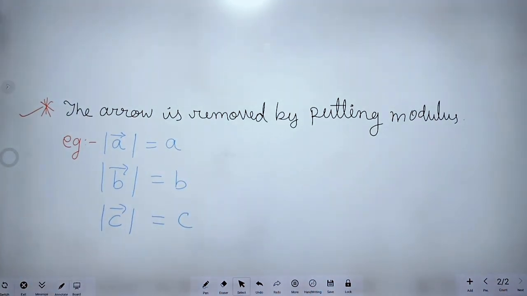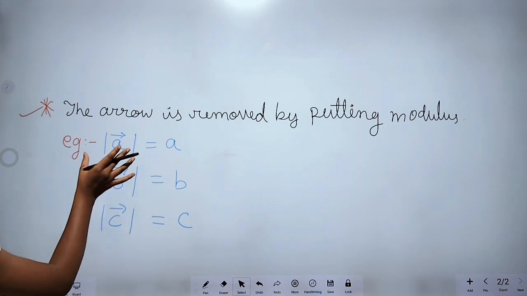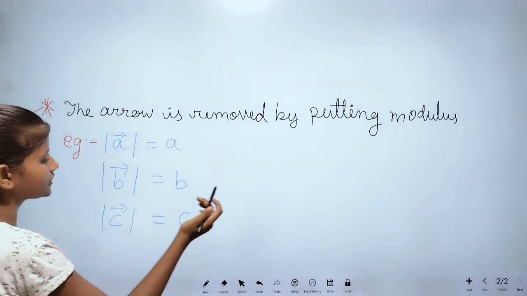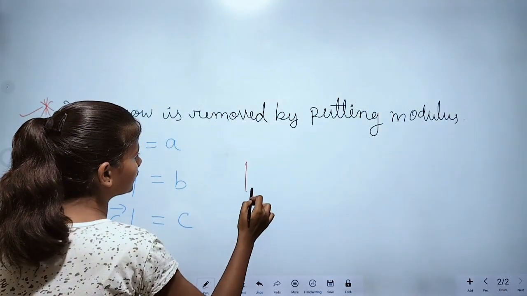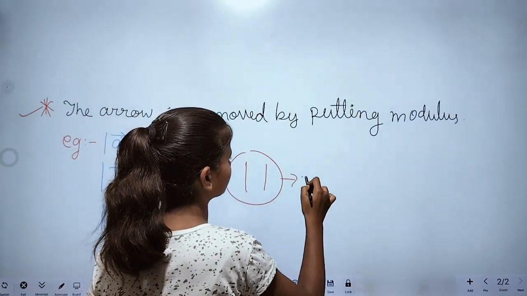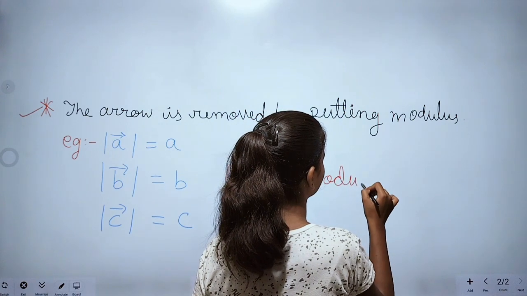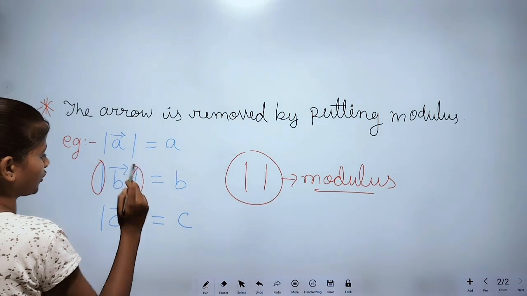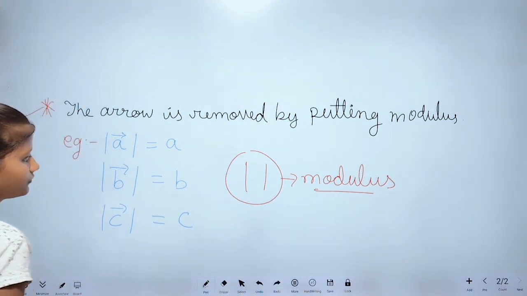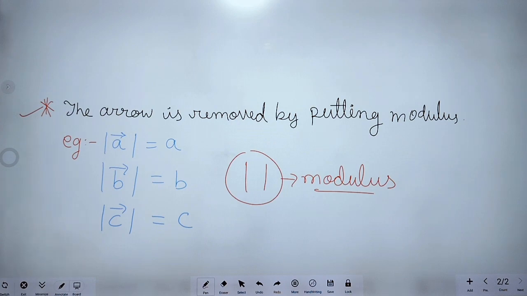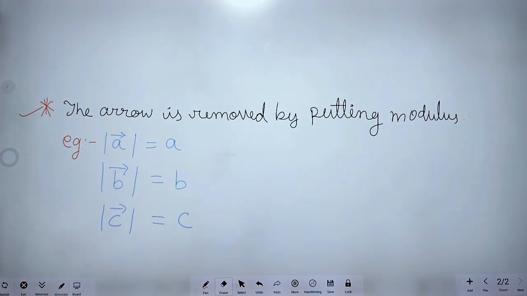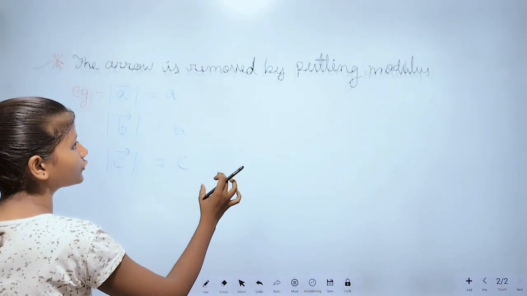Like here you can see that A vector, if we put the modulus, then the arrow is removed. B vector, put modulus. These two lines are known as modulus. So by putting modulus, the arrow is removed. I hope you understand this point. Now move to our next point.